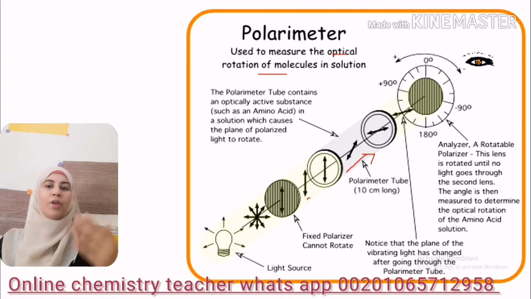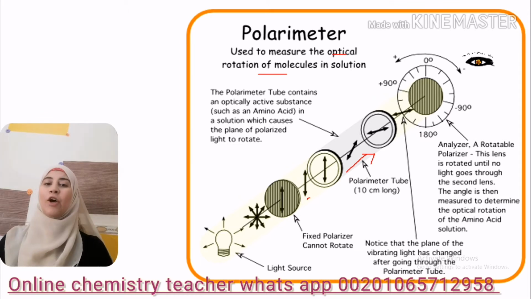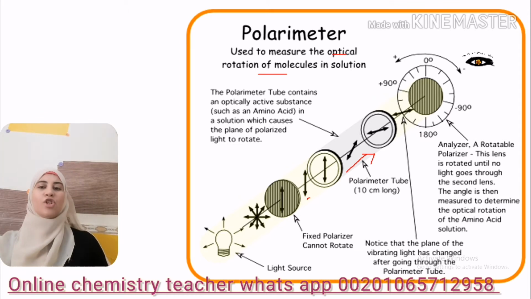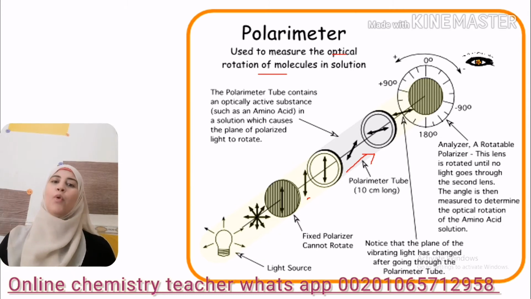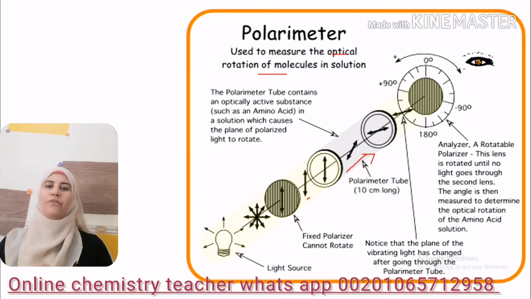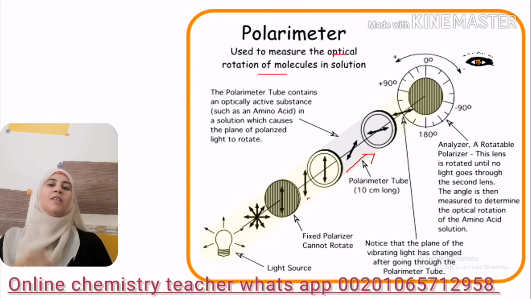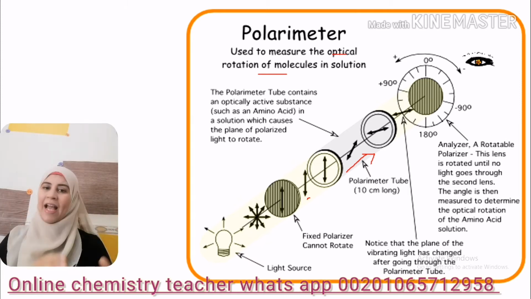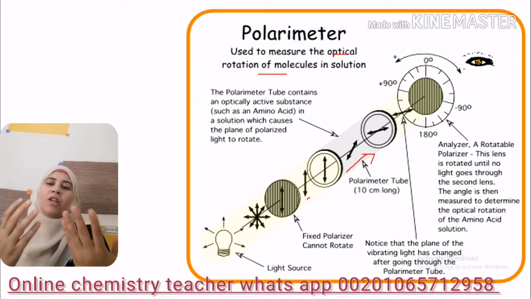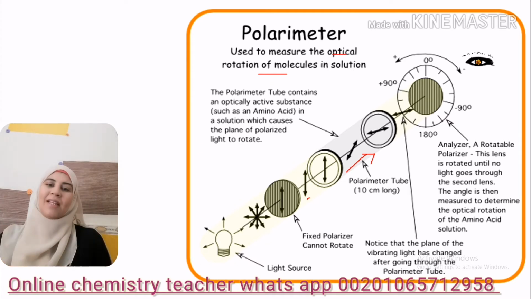If the rotation is to the right, we have dextrorotatory. If the rotation is to the left, we have levorotatory. We may also have a racemic mixture. We will know the meaning of the racemic mixture in the next slides. So we will start to analyze the rotation of the light. The rotation of the light means we have an optically active compound. If we have no rotation, of course the compound is optically inactive.